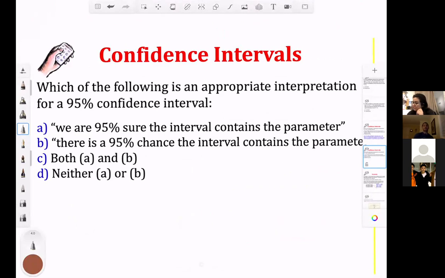Musa, confidence. No. You are fully confident. No. Show me your confidence.